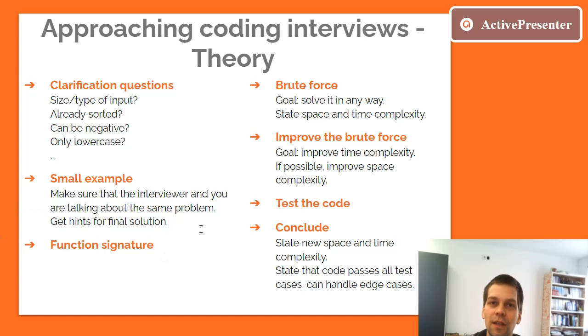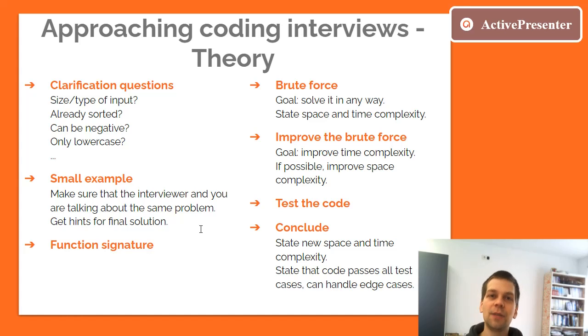Step 2 is to come up with a small example. And small, think about an input with a size like 3 or 4, because 1 is usually too trivial, 10 is going to take a lot of time. So the sweet spot is somewhere around 3 and 4. And this also gives ideas how to solve it later, and it solidifies the understanding of the interviewer and yourself that this is the problem at hand.